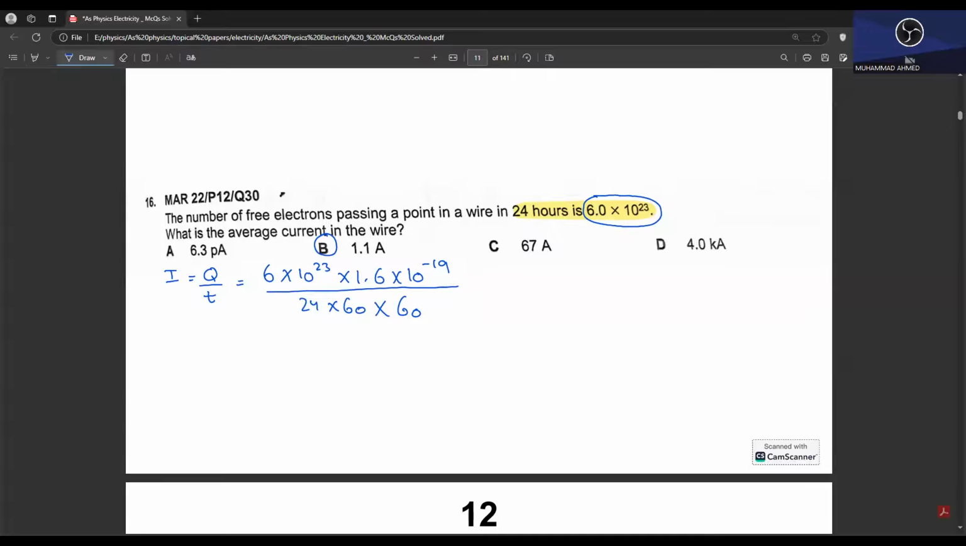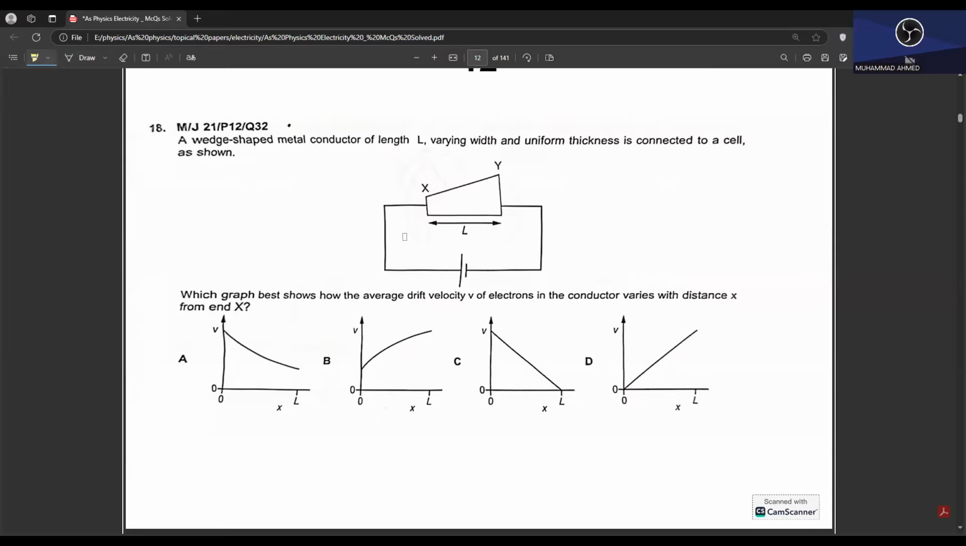Let's further move ahead. A wedge-shaped metal conductor of length L, varying width and uniform thickness, is connected to a cell as shown. So as you are going from point X to L, your area is increasing. Which graph best shows how the drift velocity V of the electrons in the conductor varies with the distance x from end X? So we have to tell how the velocity is varying as the area is increasing.